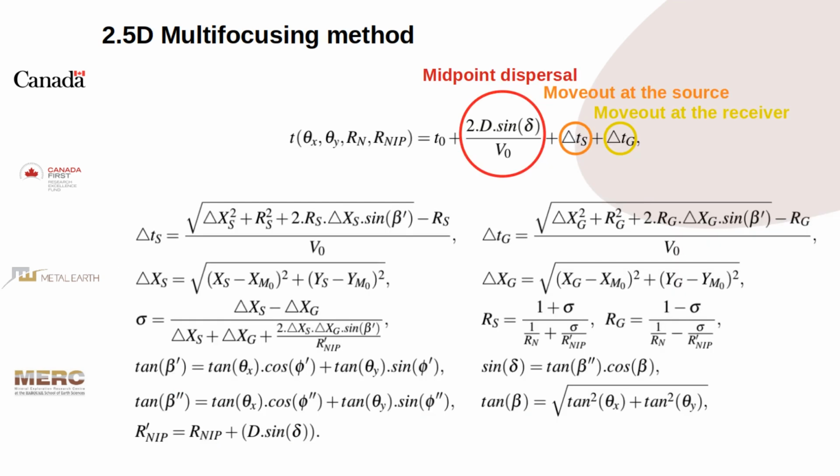This slide shows the new 2.5-dimensional multifocusing reflection travel time formula, which depends on 4 unknown parameters, including theta x, theta y, Rn, and Rnip. The derived formula can explicitly take into account the midpoint dispersion and cross-dip effects. The second term here corrects time shifts associated with the cross-offset to avoid duplication problems. The third and last terms correct moveout at the source and receiver locations respectively.